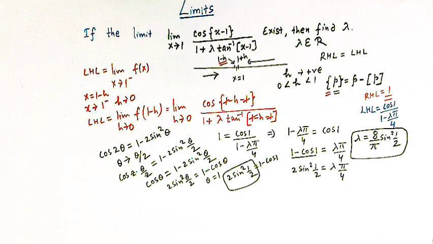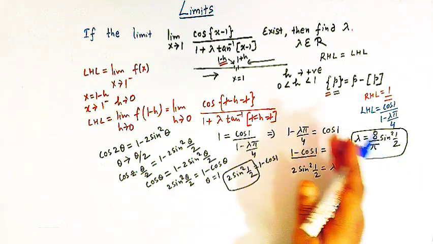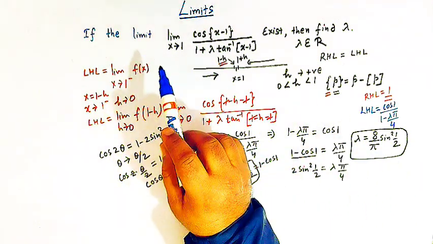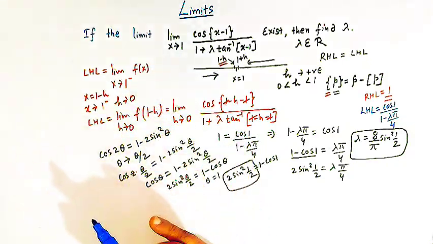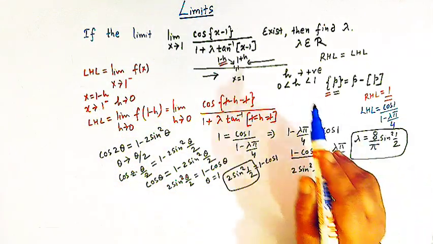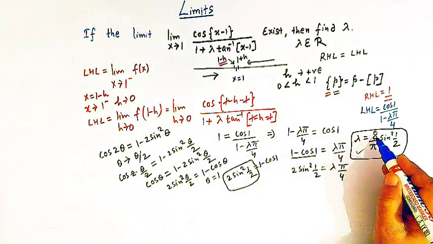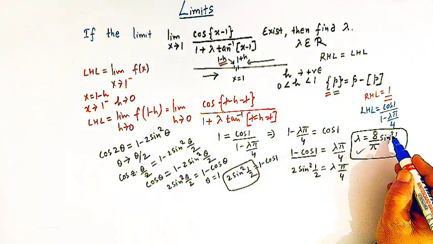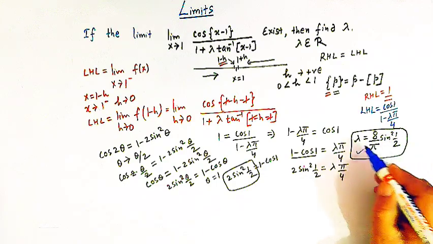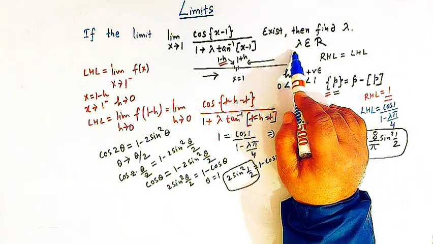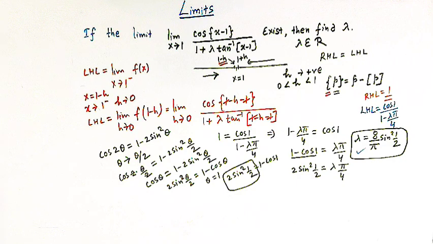So viewers, this is how, by making use of all these concepts, we can solve these kinds of problems very easily, and the value of lambda in this case is given by 8 over pi sine square 1 over 2, where lambda obviously belongs to the set of real numbers.